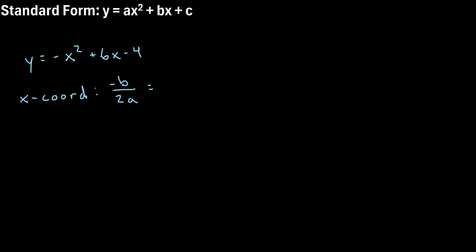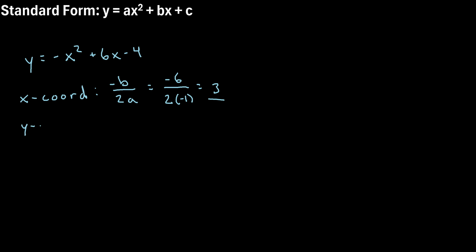So for this particular example, we can see that b is 6. So a negative b would be negative 6. And then in the denominator, we have 2 times a. We can see that a is a negative 1. So we get negative 6 divided by negative 2. That would be a positive 3. So that's our x-coordinate of the vertex.